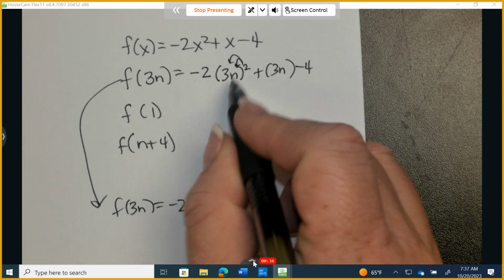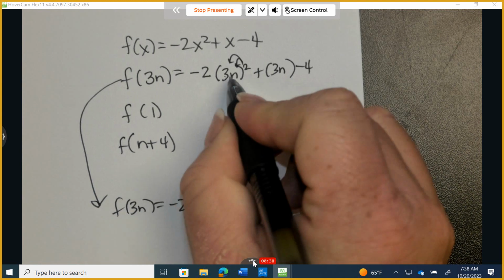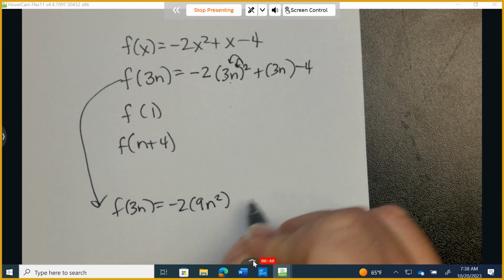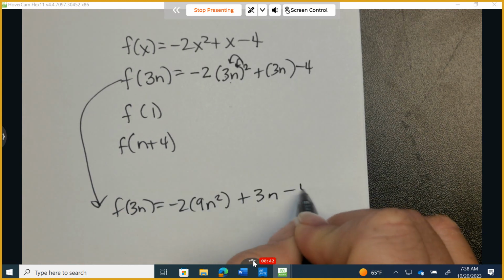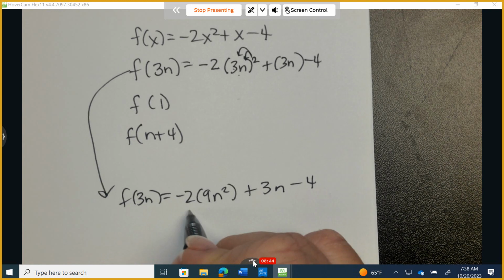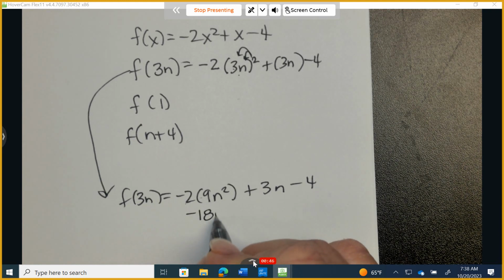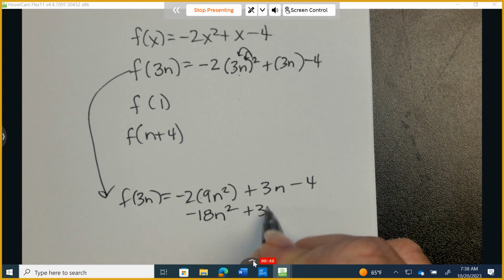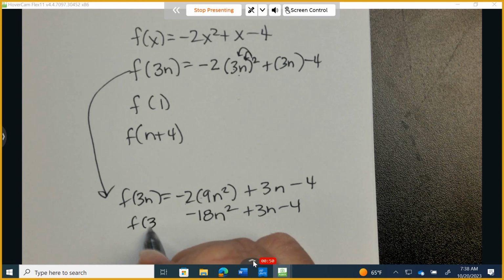Sorry, I got distracted. 3 squared is 9, and n squared is n squared. I'm going to distribute this negative 2 to get negative 18n squared plus 3n minus 4. That's all I can do.